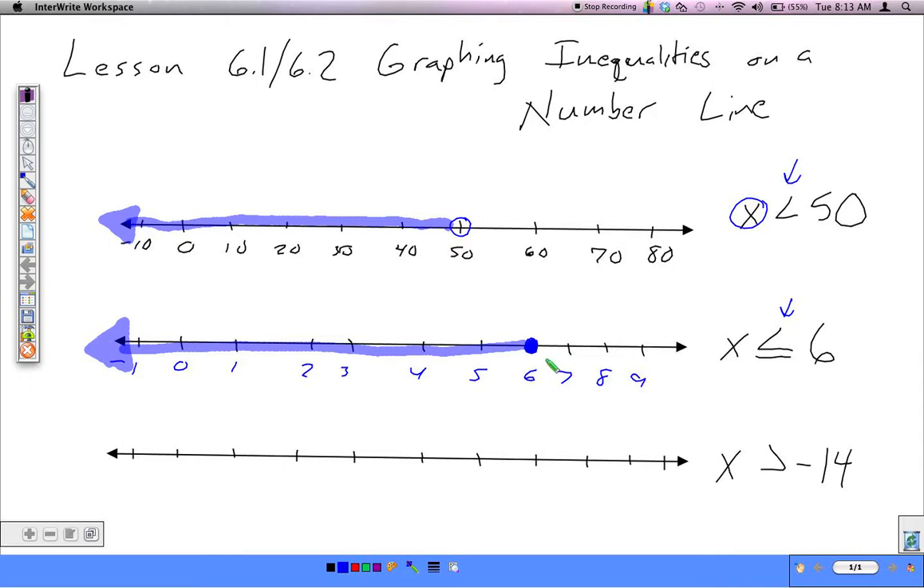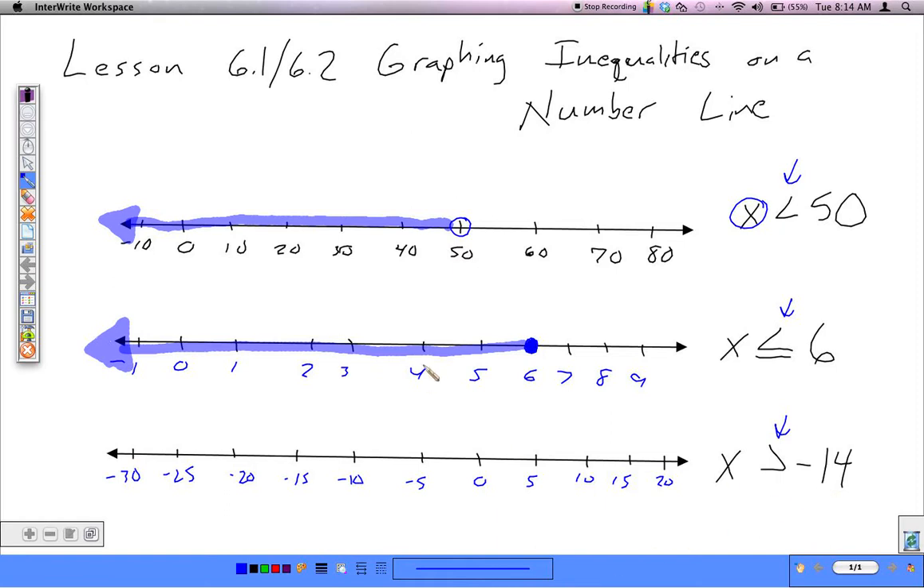Okay, and let's go ahead and graph the last one. Notice this time our sign flips around. It is a greater than sign, and in the greater than sign it's going to have to be larger than negative 14. So this time let me go ahead and I'll try and count by 5s, let's say. So negative, we'll go 30, negative 25, negative 20, negative 15, negative 10, negative 5, 0, 5, 10, 15, and 20.